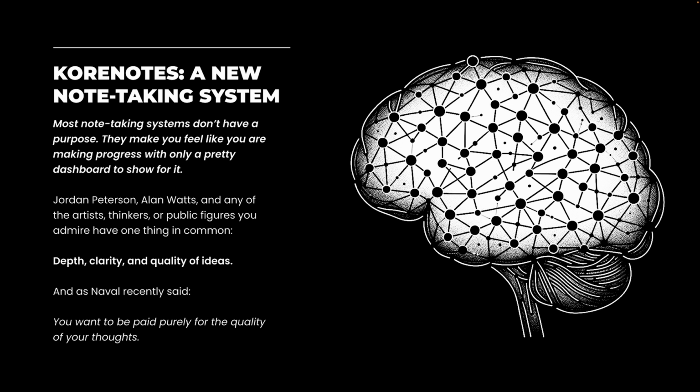So one thing that Naval said very recently, as of like a few days ago of me recording this, is that you want to be paid purely for the quality of your thoughts. And Alan Watts also had a quote, something along the lines of, sensible people get paid to do what they enjoy. So in terms of creative work or knowledge work or anything that we talk about here at Cortex, CoreNotes is a key part of that. And even if you don't take notes, the system itself and thought process. CoreNotes is a thought process, not necessarily a note-taking system. The thought process will help you become a clear, articulate, and quality thinker with depth.